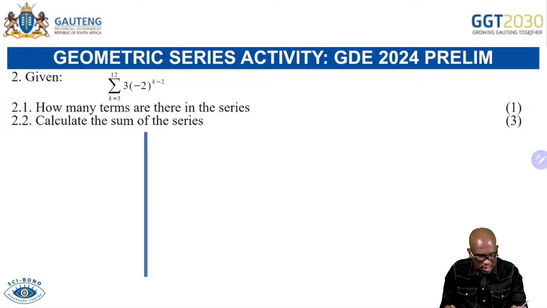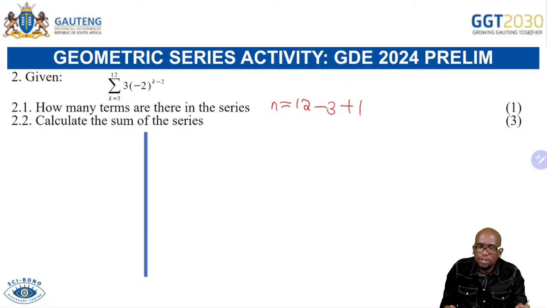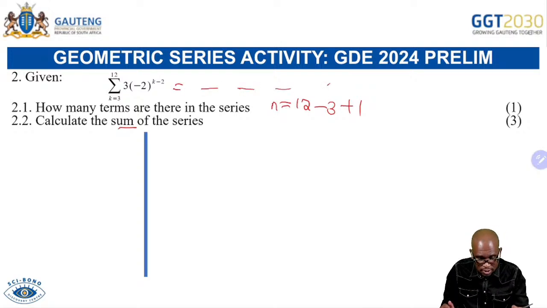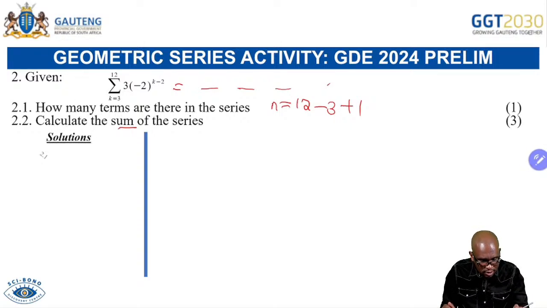So because this is given in sigma form, what we ought to do is first to calculate the number of terms there. We say n is equal to what? Top minus bottom plus 1. So it will be 12 minus 3 plus 1. So that's how we work out the number of terms in the series. And then to calculate the sum, we need to expand and get the terms. Then we can calculate the sum. Right, now let's go through that.